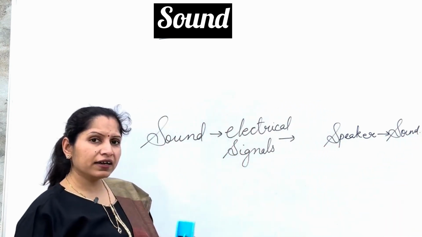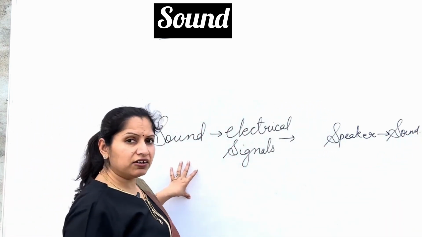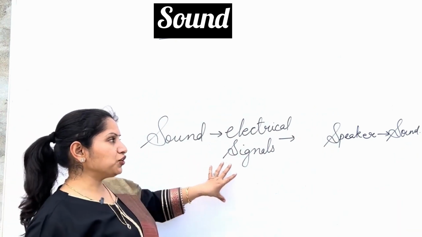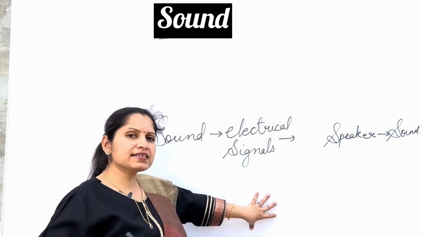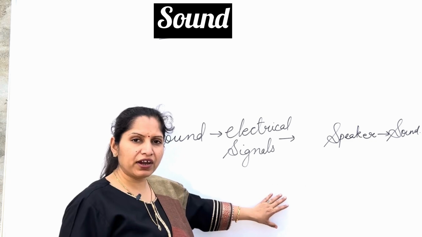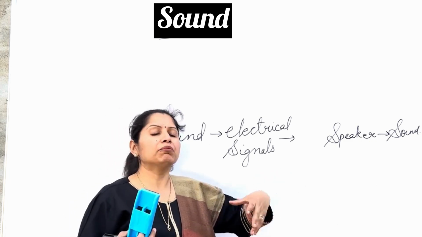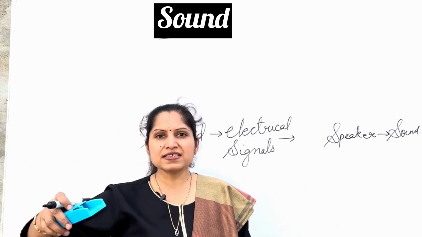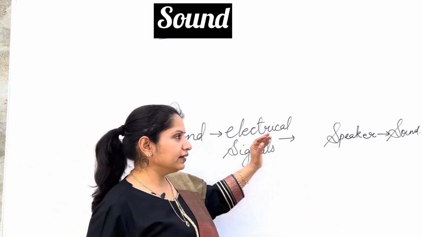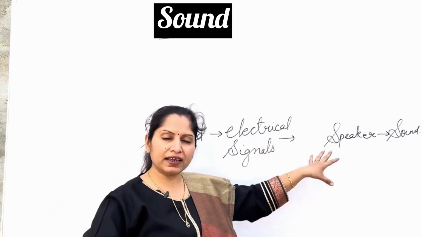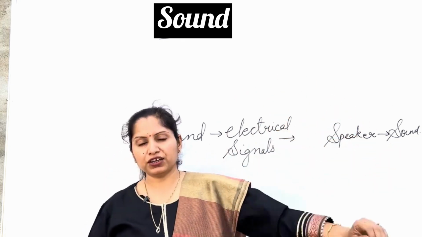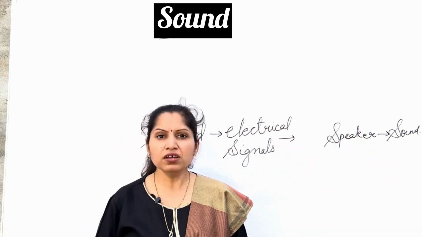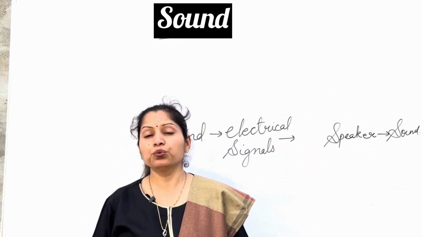So what does a hearing aid do? In a hearing aid, the sound waves are converted into electrical signals. These electrical signals are amplified using an amplifier. Amplified means they are made louder; their loudness is increased. And then through a speaker, again these electrical signals are converted into sound waves. That is how a hearing aid works.